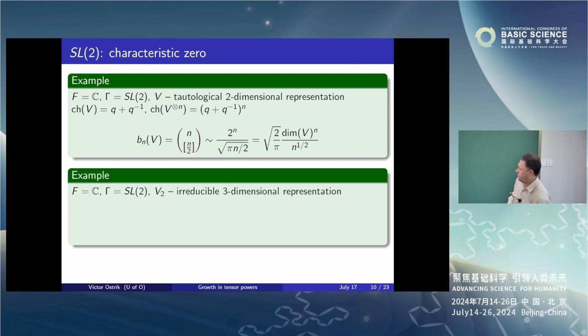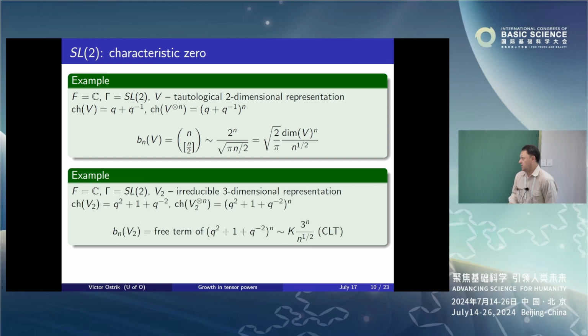You can try to repeat this exercise with the three-dimensional representation. It's very similar, but in this case, there is not much hope for nice formulas for the sequences. My sequence Bn is going to be given by the free term of the polynomial (q^2 + 1 + q^(-2))^n, and there is no nice formula for this. You can write some formulas, but they're not really nice. However, if you know some probability theory, and if you employ the central limit theorem, you will easily get the asymptotic for this free term, and the asymptotic is 3^n, again divided by n^(1/2), and there is some constant, which is actually computable. Does that make sense?